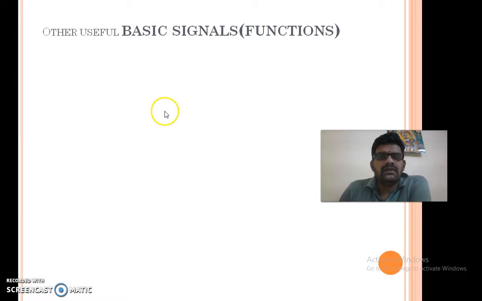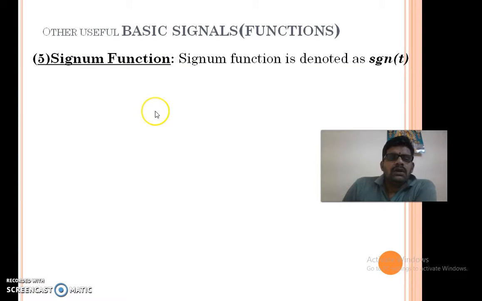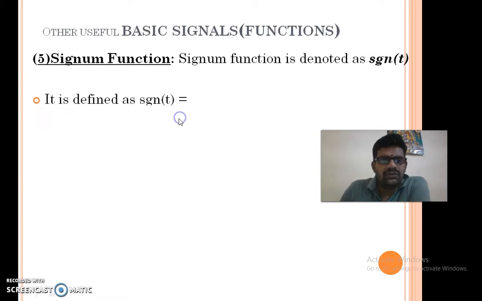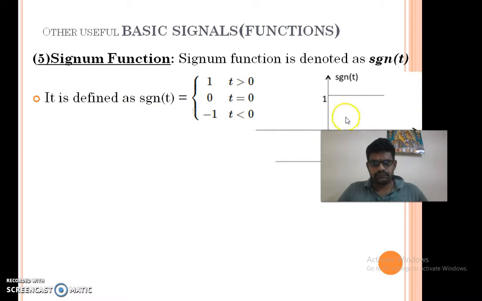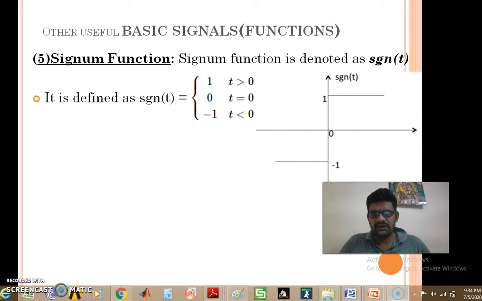Other useful basic signals, sometimes we treat them as functions also. First one, signum function or SGN of t. It is also called sign t function. So it is defined as SGN of t, equal to 1 for t greater than 0, SGN of t equal to -1 for t less than 0. If t is positive, it is +1. If t is negative, it is -1. So it is called sign function. The graphical representation of this function is shown below.